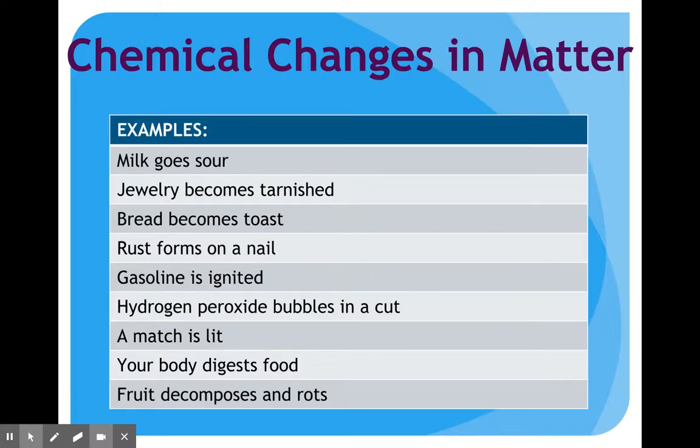Here's some examples of chemical changes. Milk going sour, jewelry becoming tarnished, which is like if you have a ring or if you have a silver spoon and it gets that kind of dirty, cloudy look to it. That's what tarnish is. Rust forming on a nail. We've been observing that this week. Lighting a match, and changes that happen to food when your body digests it. Those are all examples of chemical changes that cannot be undone.